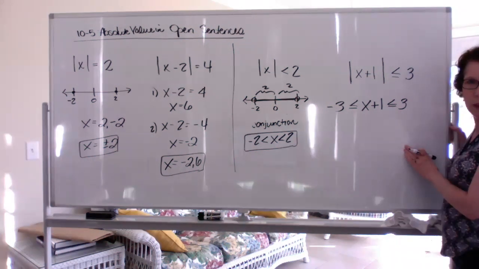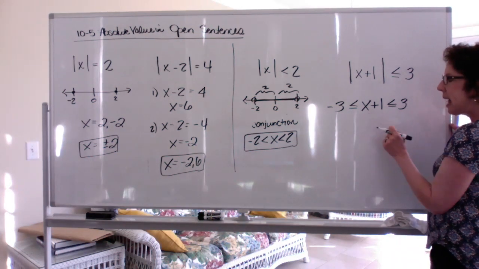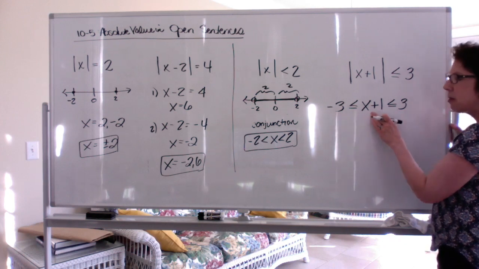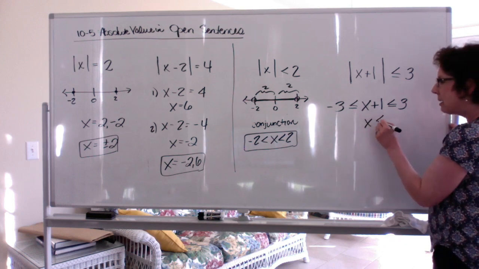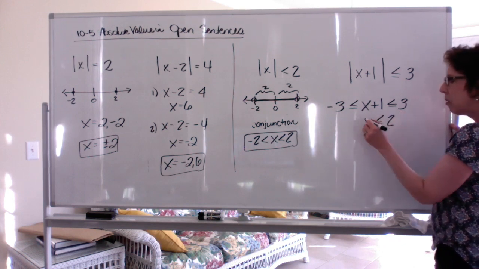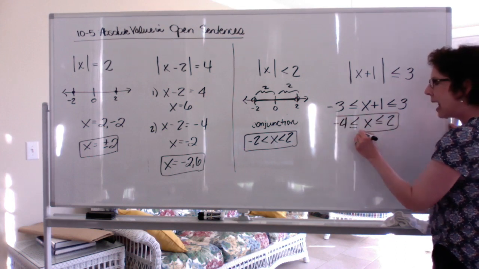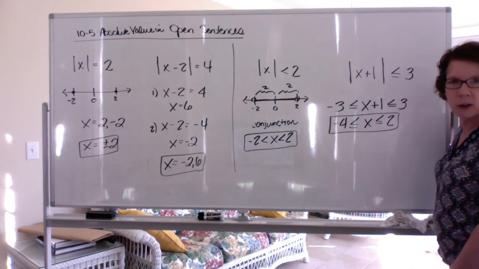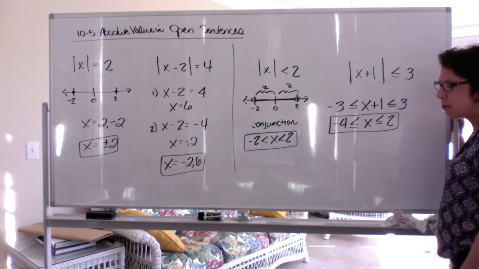Now, let's solve this. We remember before spring break, to isolate x, we're going to subtract 1 from each of the 3 sections of the conjunction. So this will just become an x. I'm going to subtract 1 on the right side and subtract 1 on the left side, and I have a solution of x is less than or equal to 2 and greater than or equal to -4.